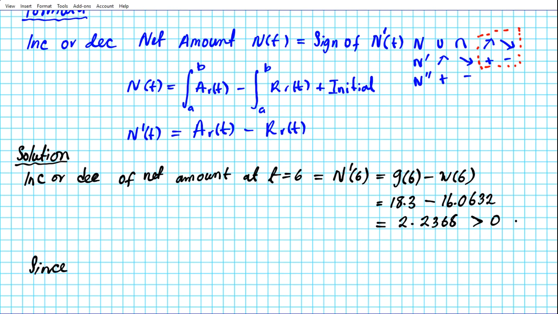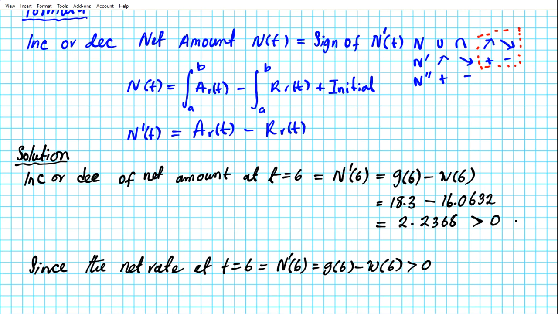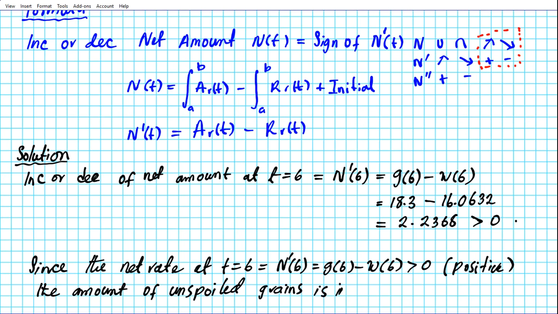since the net rate at t equals 6, which is n prime of 6, which is given by g of 6 minus w of 6. Since the net rate is greater than 0, positive, what does that tell us? It tells us that the amount of unspoiled grains is increasing. Okay, so the derivative is positive. That means that the antiderivative is increasing. It's increasing at t equals 6.